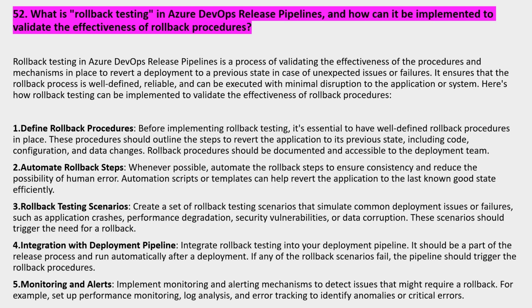Integrate rollback testing into your deployment pipeline. It should be a part of the release process and run automatically after a deployment. If any of the rollback scenarios fail, the pipeline should trigger the rollback procedures.